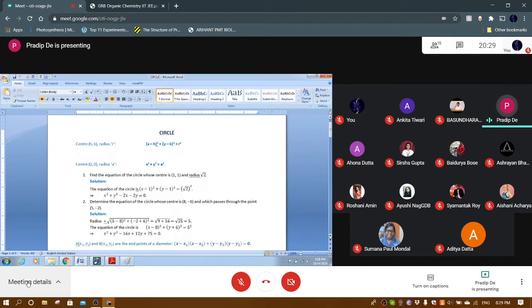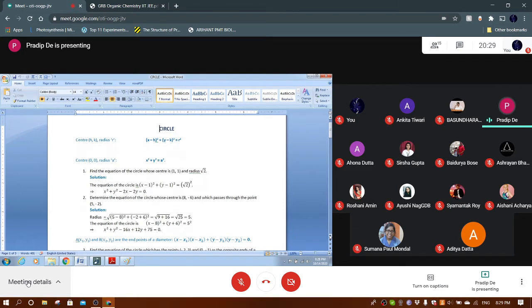Let us now consider the formula that if A (x1, y1) and B (x2, y2) are the endpoints of a diameter, then the equation is x minus x1 into x minus x2 plus y minus y1 into y minus y2 is equal to 0.